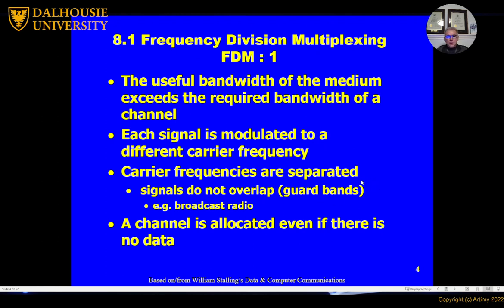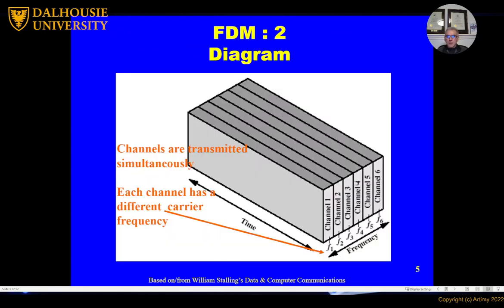Okay, we hinted at this idea before when I said we do modulation so that we shift the bandwidth of the signal into another range of the spectrum, right? So I mentioned that in previous lectures. So actually this is one of the techniques that we use for multiplexing.